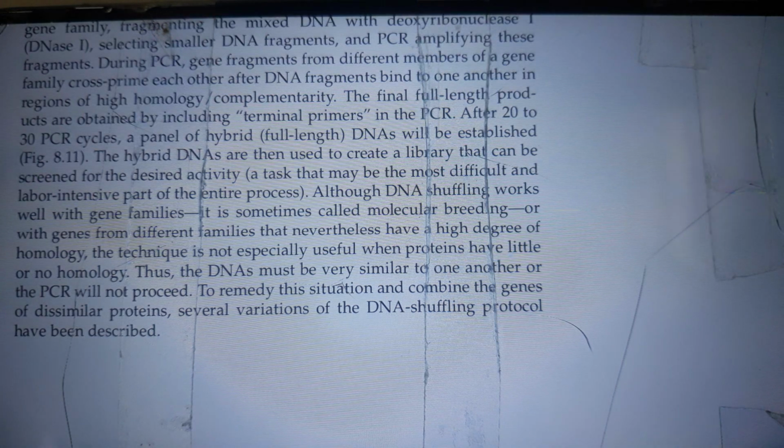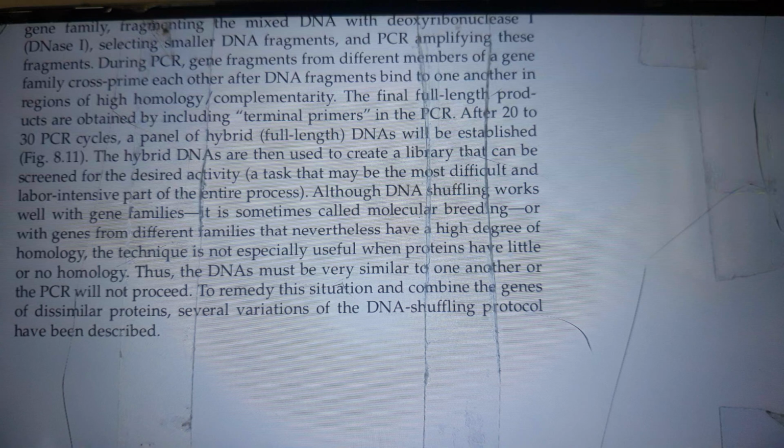After 20 to 30 PCR cycles, a panel of hybrid full-length DNAs will be established. The hybrid DNAs are then used to create a library that can be screened for the desired activity, a task that may be the most difficult and labor-intensive part of the entire process.